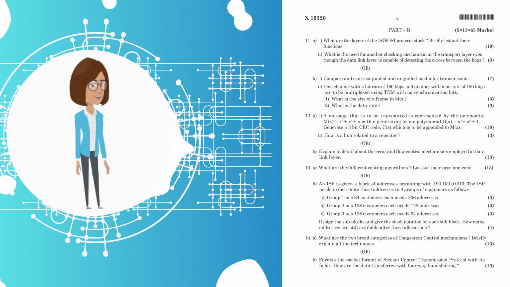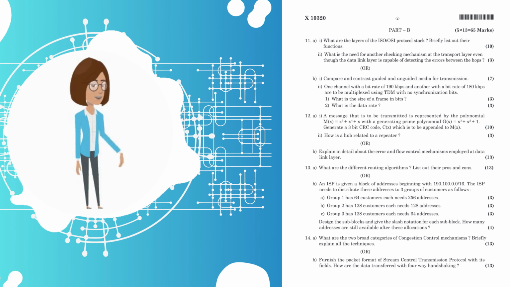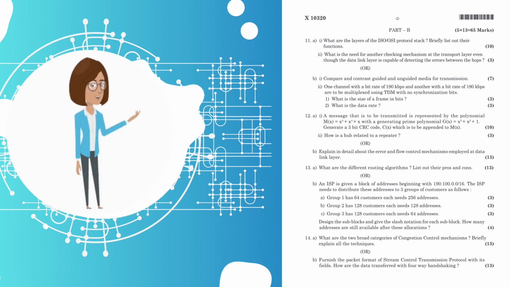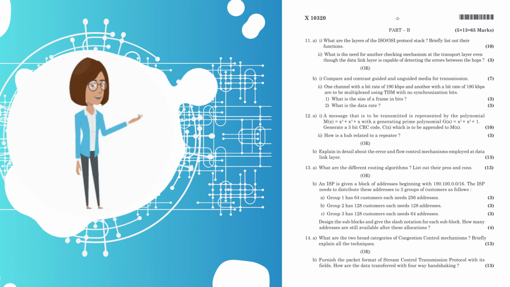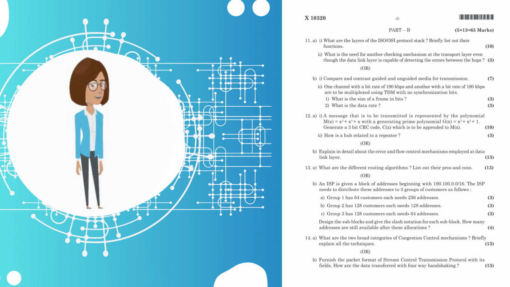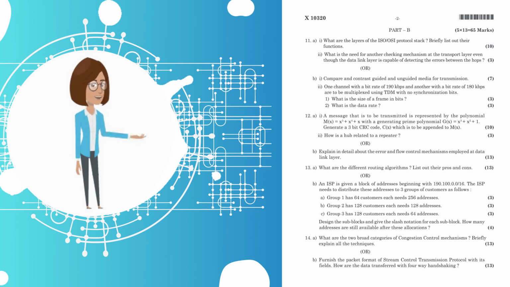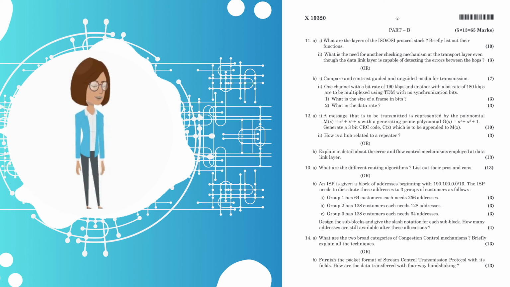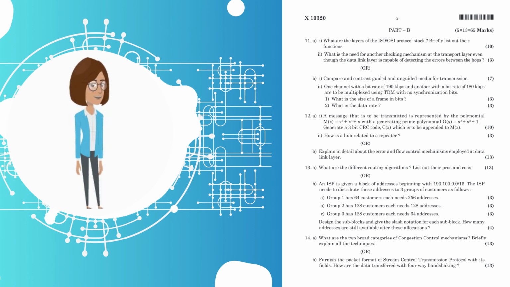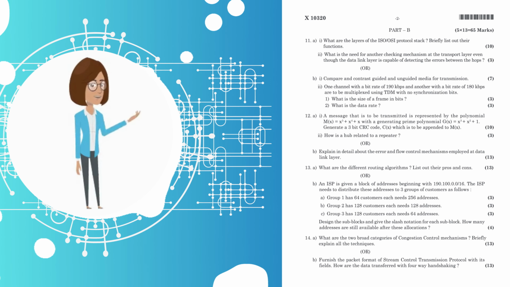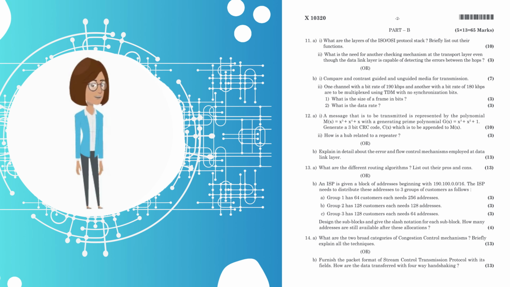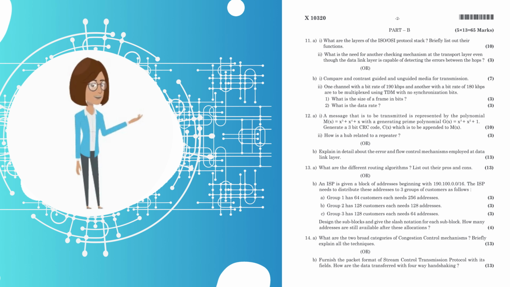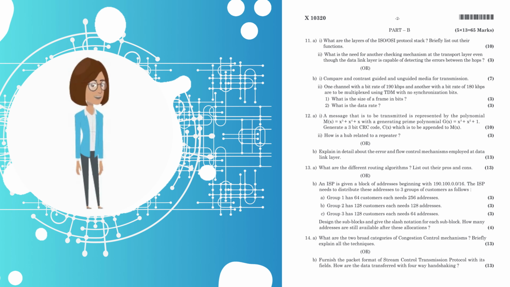12a. A message that is to be transmitted is represented by the polynomial m of x equals x to the power of 5 plus x to the power of 4 plus x, with a generating prime polynomial g of x equals x to the power of 3 plus x to the power of 2 plus 1. Generate a 3-bit CRC code, C of x, which is to be appended to m of x. 2. How is a hub related to a repeater? Or B. Explain in detail about the error and flow control mechanisms employed at data link layer.